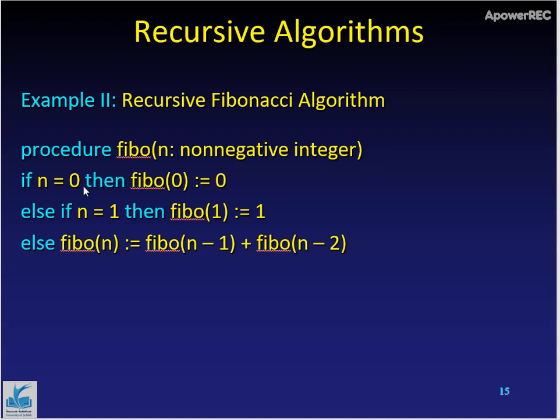We have n equals 0 means the Fibonacci evaluates to 0, and if n is equal to 1, then the Fibonacci value is 1. Otherwise, the Fibonacci sequence calls simpler versions of the same procedure, but now with smaller inputs. And the smaller inputs are n minus 1 and n minus 2.